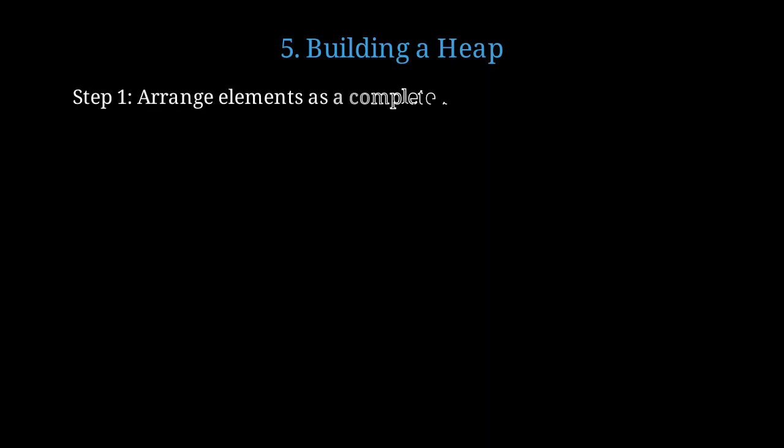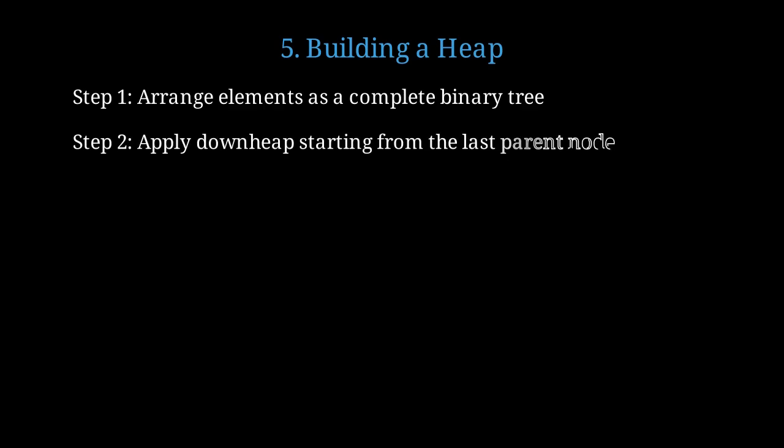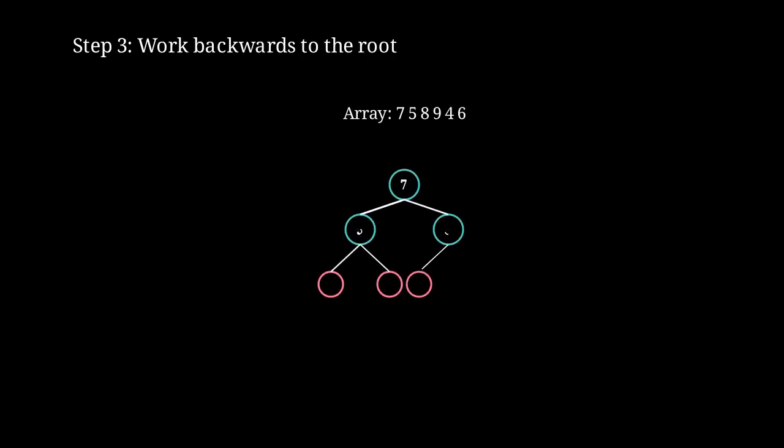We can efficiently build a heap from an unsorted list using the downheap method. First, arrange all elements into a complete binary tree structure, filling from top to bottom and left to right. Then, apply the downheap operation to each parent node, starting from the bottom and working up to the root. By working backwards, we ensure each subtree becomes a valid heap before processing its parent. Starting with the array 7, 5, 8, 9, 4, 6, we arrange it as a complete tree, then apply downheap operations.